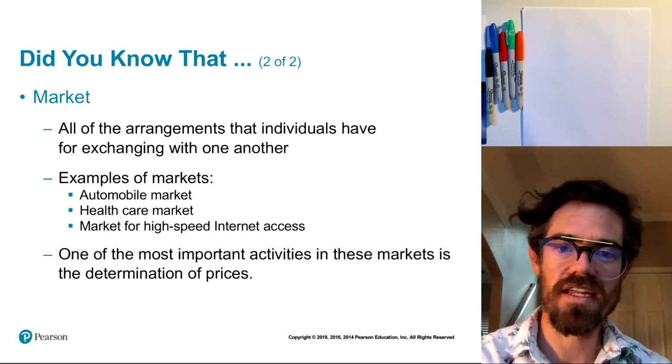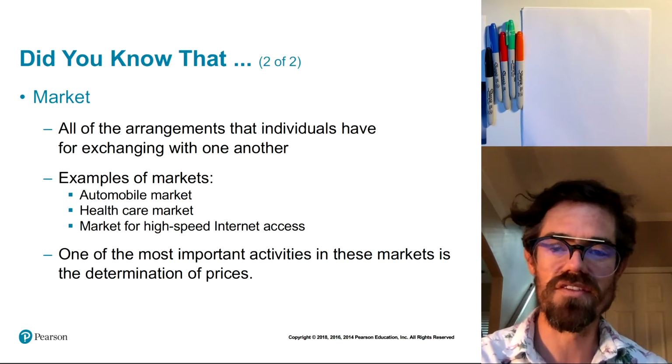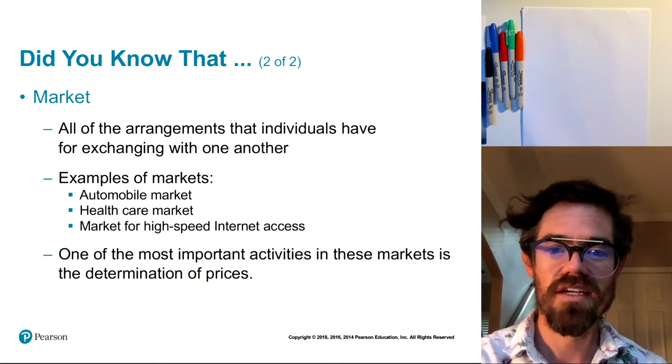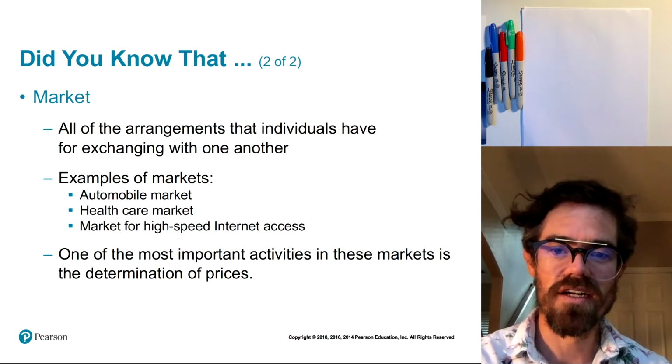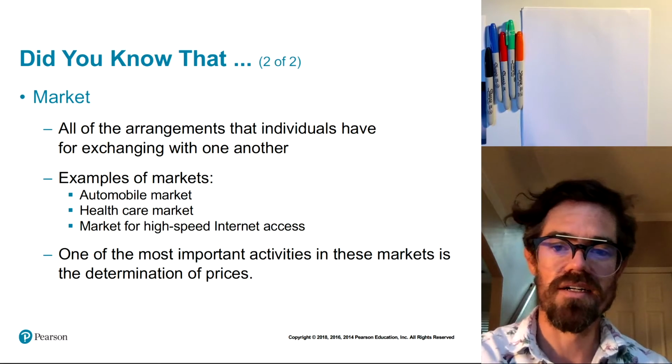A market is just any or all of the arrangements that individuals have for exchanging with one another. So there's lots of examples, and hopefully you can think of at least a few in your own real life. So things like automobile markets, healthcare markets, the market for high-speed internet access. These are all examples. You should be able to think of a few on your own.